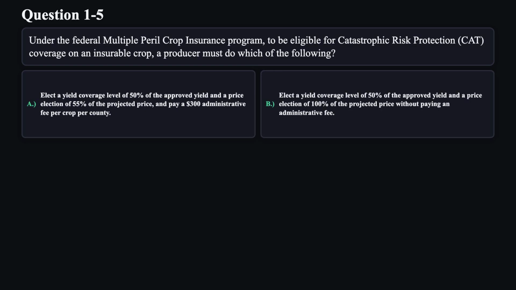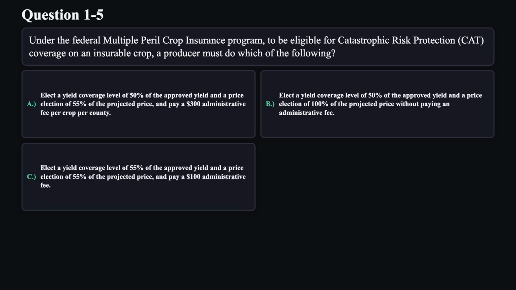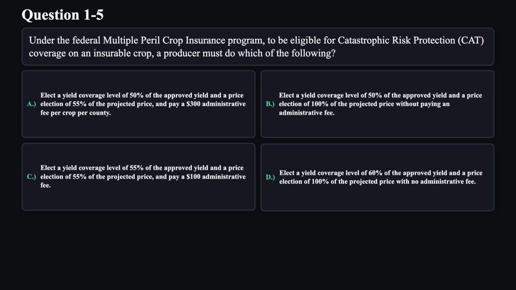B. Elect a yield coverage level of 50% of the approved yield and a price election of 100% of the projected price without paying an administrative fee. C. Elect a yield coverage level of 55% of the approved yield and a price election of 55% of the projected price, and pay a $100 administrative fee. D. Elect a yield coverage level of 60% of the approved yield and a price election of 100% of the projected price with no administrative fee.